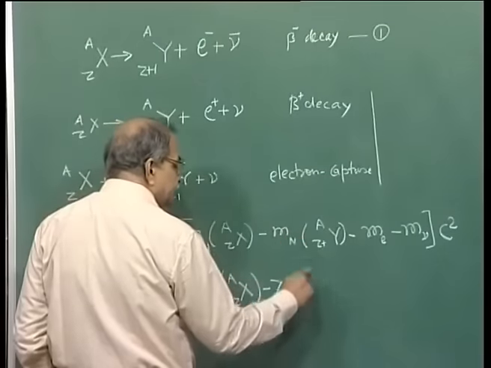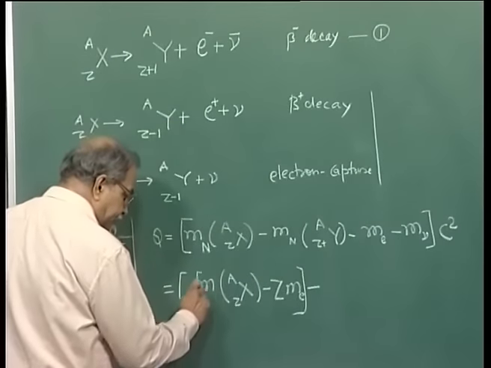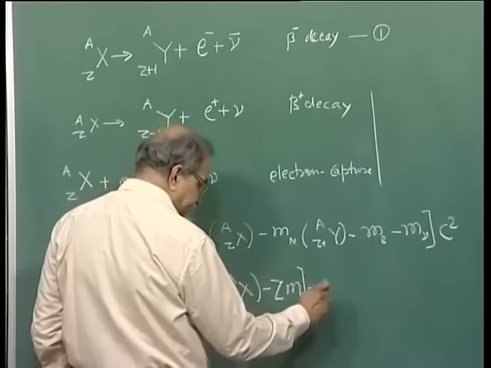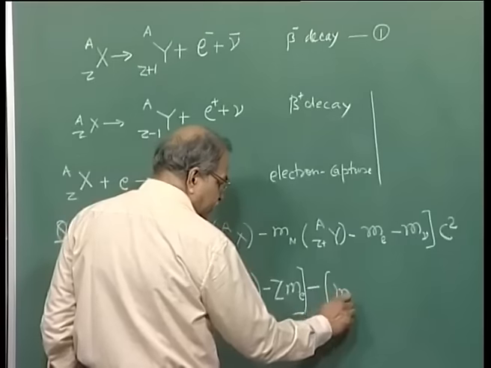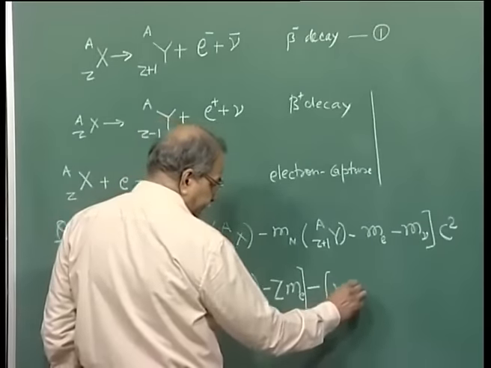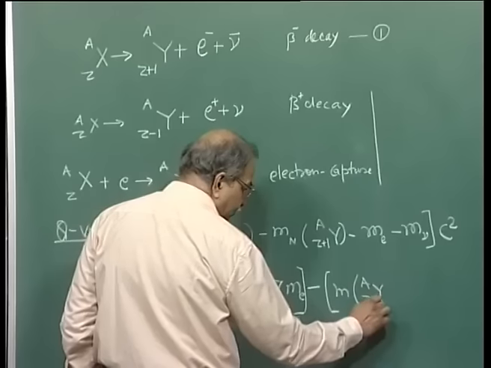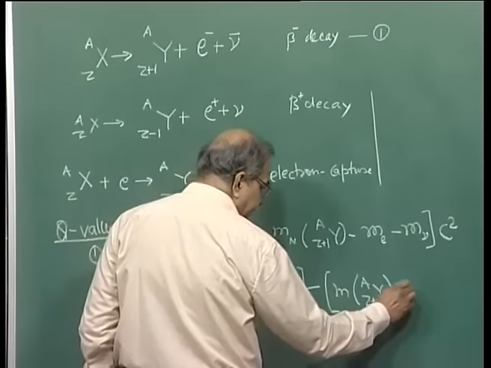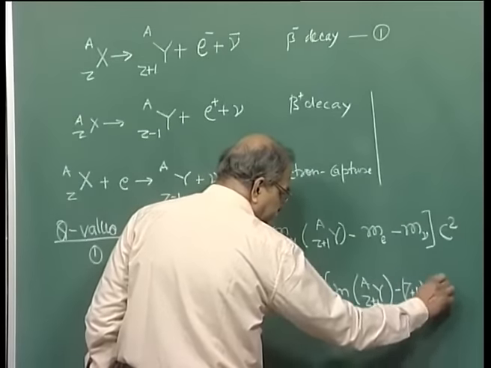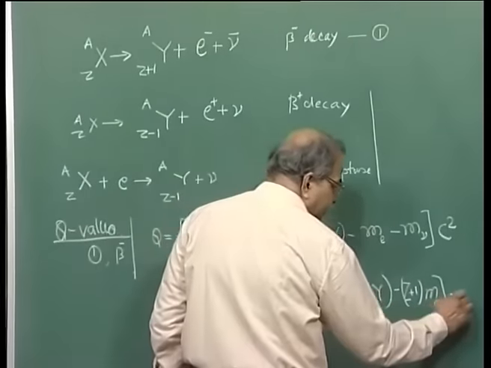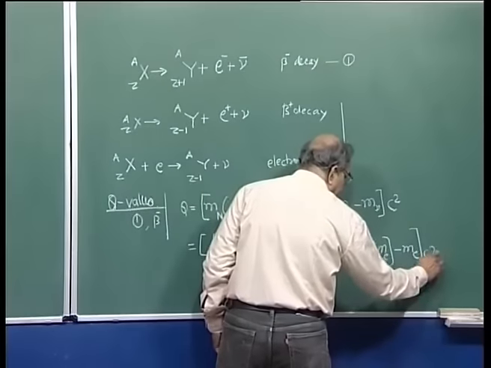Then here it is minus. So, this is one part, and then the other part is minus the atomic mass of Y with A and Z plus 1, minus Z plus 1 times the mass of the electron, and then minus the mass of the electron, and I neglect this mass of neutrino times c square.